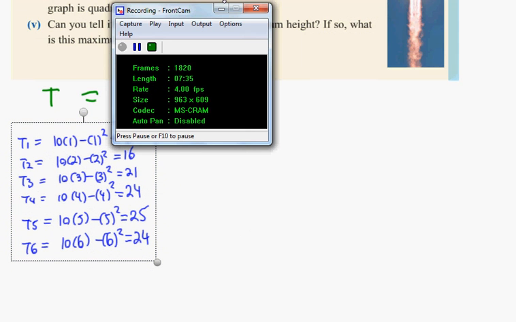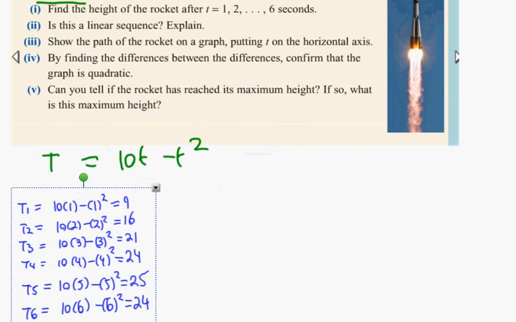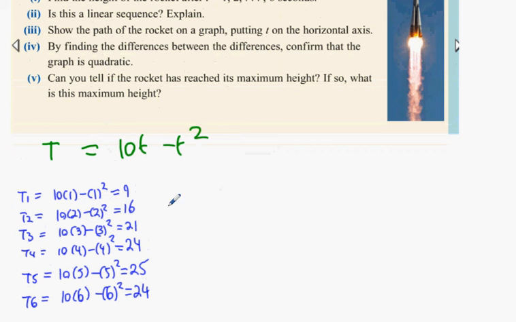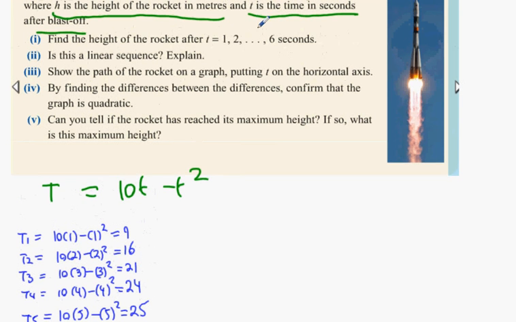Now, so question 2, is this a linear sequence? It is not a linear sequence because the first difference is not the same, is it? First difference is not the same. Therefore, this is not a linear sequence. Everybody happy with that? If it's a linear sequence, it goes up by the same amount each time. It doesn't. Okay, so we can get rid of that. Now, no, because it doesn't go up by the same amount each time.